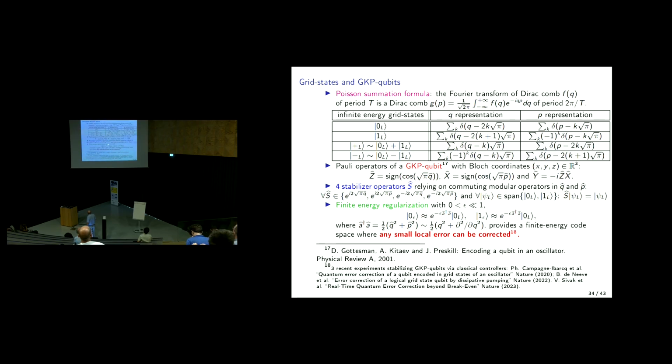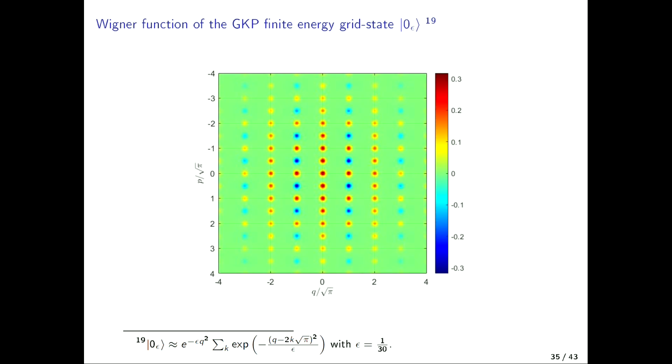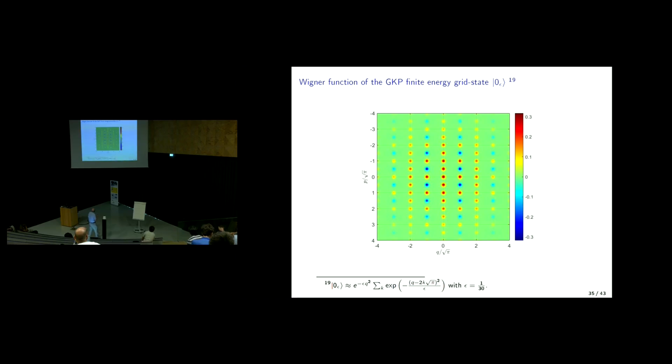But what you can do is regularize by convolution with respect to a small Gaussian. It is this operator here, which is a small Gaussian. And then you have this kind of state, which is a finite energy GKP state. It is exactly what you see in the Q representation. You have small Gaussians centered at even or odd positions with respect to square root of pi, and you take an envelope of size 1 over epsilon. So the concentration is epsilon and the envelope is 1 over epsilon.